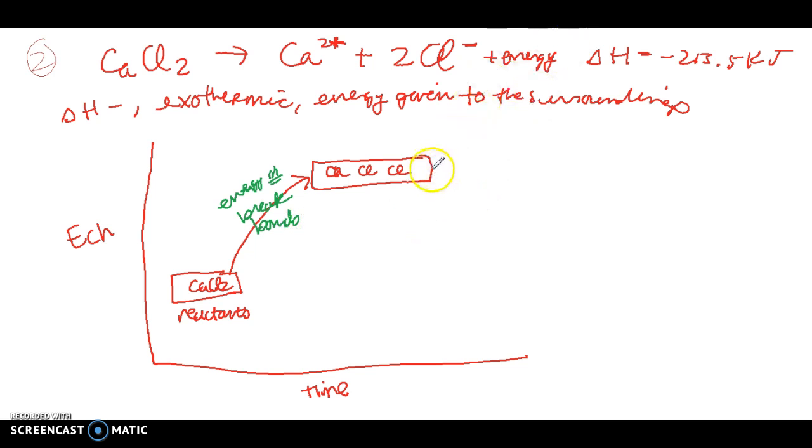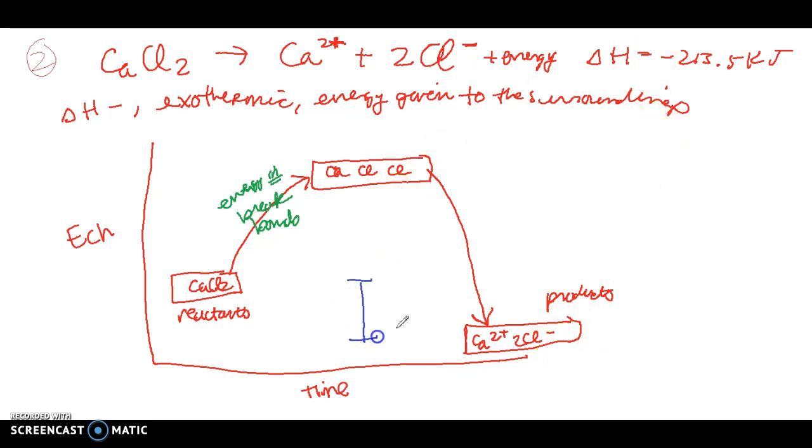And then I'm going to have energy out. Since it's exothermic, I know more is going to come out than went in. So my products are going to end up lower. That's where we're going to have the calcium that's now an ion, and 2 chlorines that are now ions. That's my products. And there's also going to be energy because this delta H is negative 213.5 kilojoules. Since the products box is lower than the reactants box, I know that more energy came out than went in. So this one's energy out.